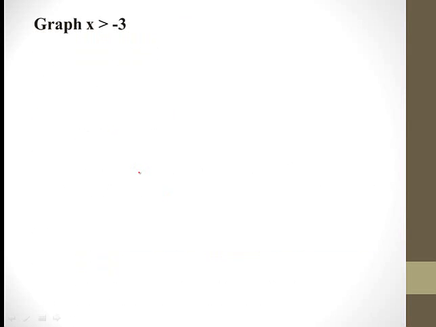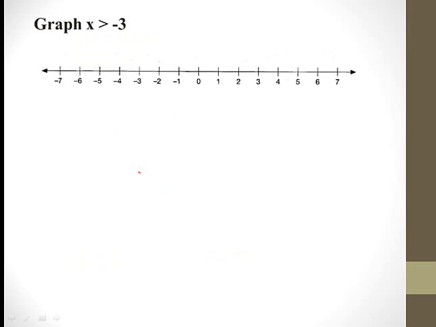So how would I graph x is greater than -3? On a number line, what type of circle am I going to use? Open. Where's it going? On the -3. Which direction is my line going? To the right. Okay, I want you to try this one on your own and then hit pause and we'll see how you did.